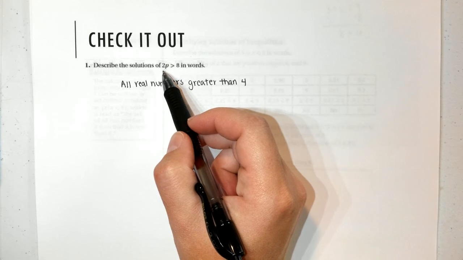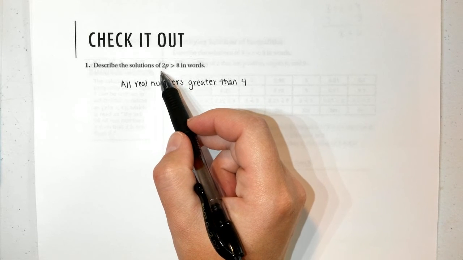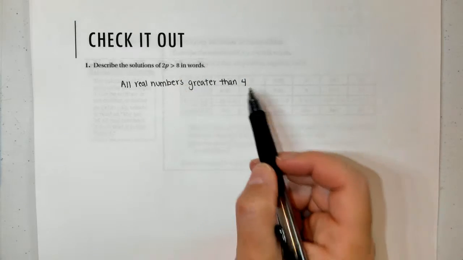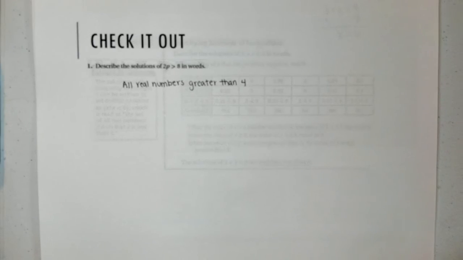So like 4.1, 4.2, 4.00001 would also work. So anything greater than 4.